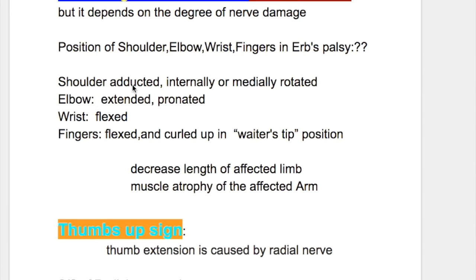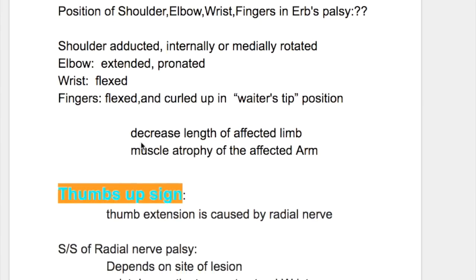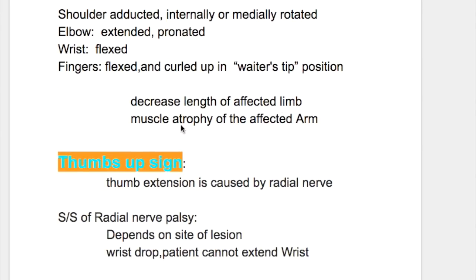Shoulder is adducted and internally or medially rotated. Elbow is extended and pronated. Wrist is flexed due to the loss of extensors and unopposed action of flexors. And fingers are flexed and curled up in a waiter's tip position. In addition, in long-standing cases, there is decreased length of the affected limb and muscle atrophy of the affected arm.